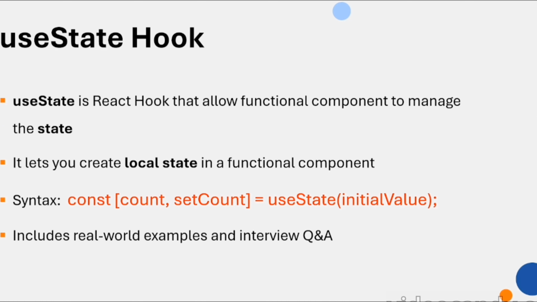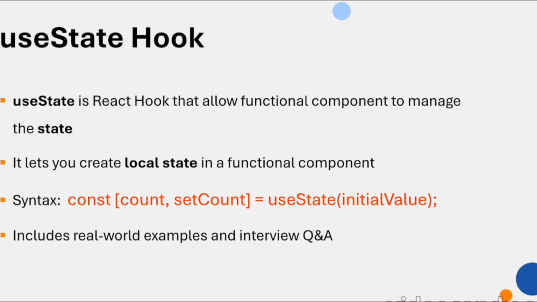So what is useState? useState is a React hook that allows a functional component to manage state. So for managing the state, we are using useState. It lets you create a local state inside a functional component. So there is a functional component, and inside that we can use it locally. useState is local to a function. We cannot use it outside of the function.